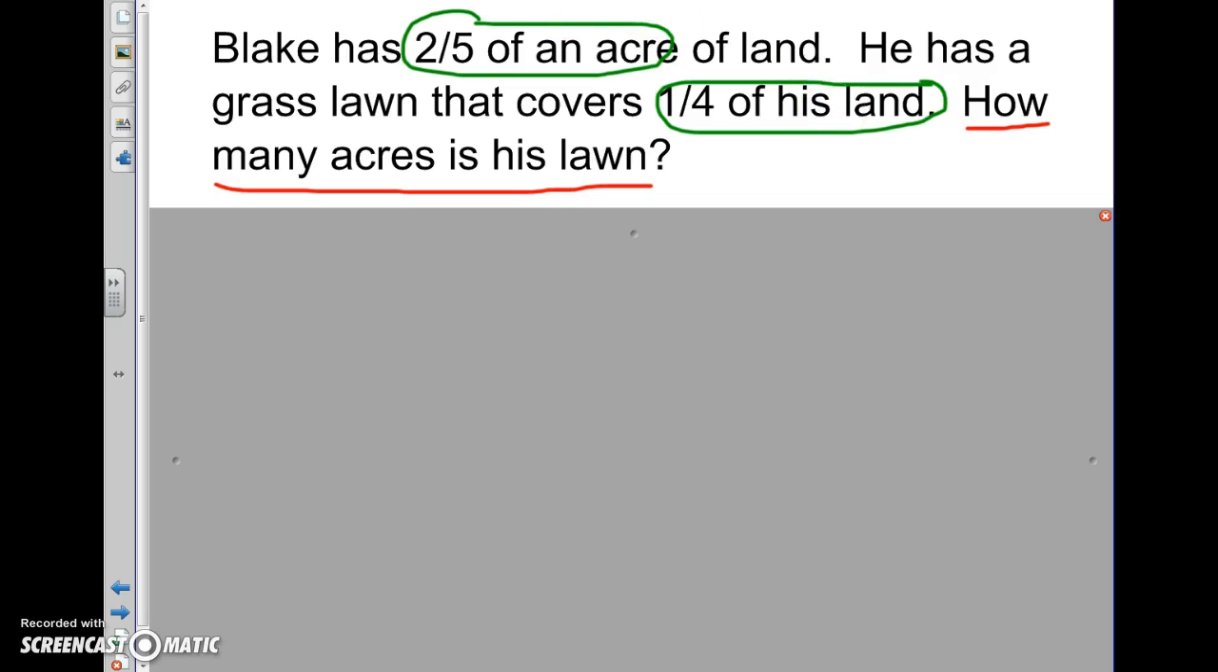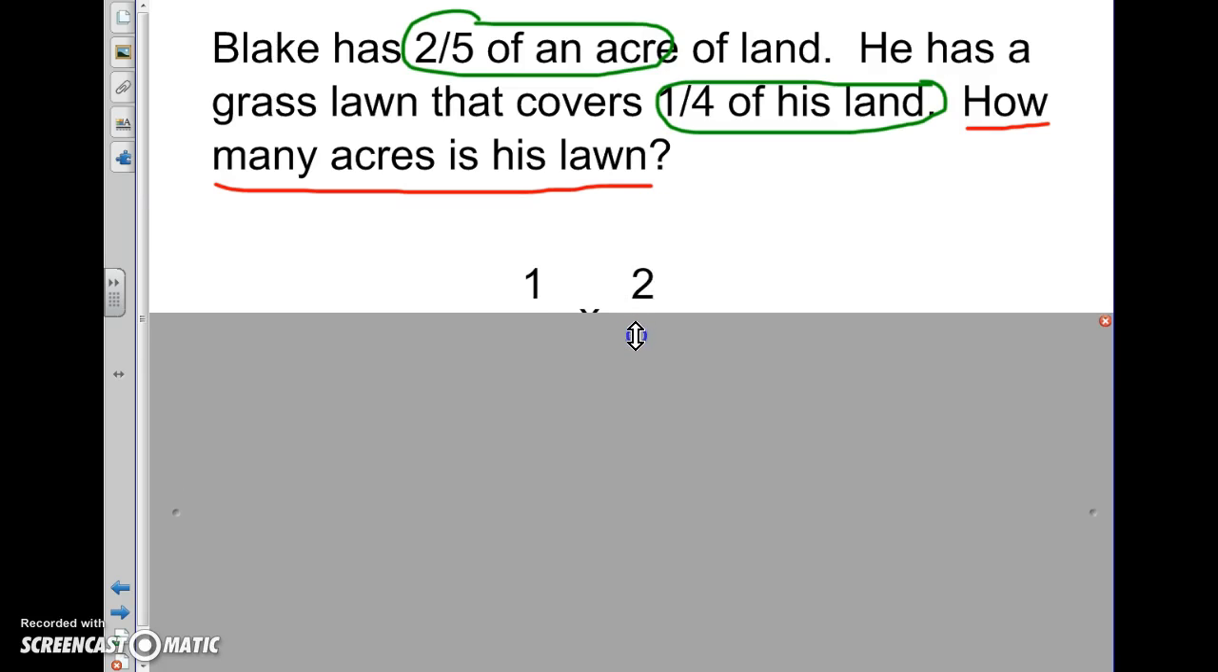So that should be a quick cue to us: when we're talking about fractions and we hear of, 1/4 of another, one fraction of another fraction, that is going to be what kind of operation? What kind of operation would we use to solve this problem of how many acres is his lawn if his entire land is 2/5 of an acre and 1/4 of his land is lawn? Okay, we would use multiplication.